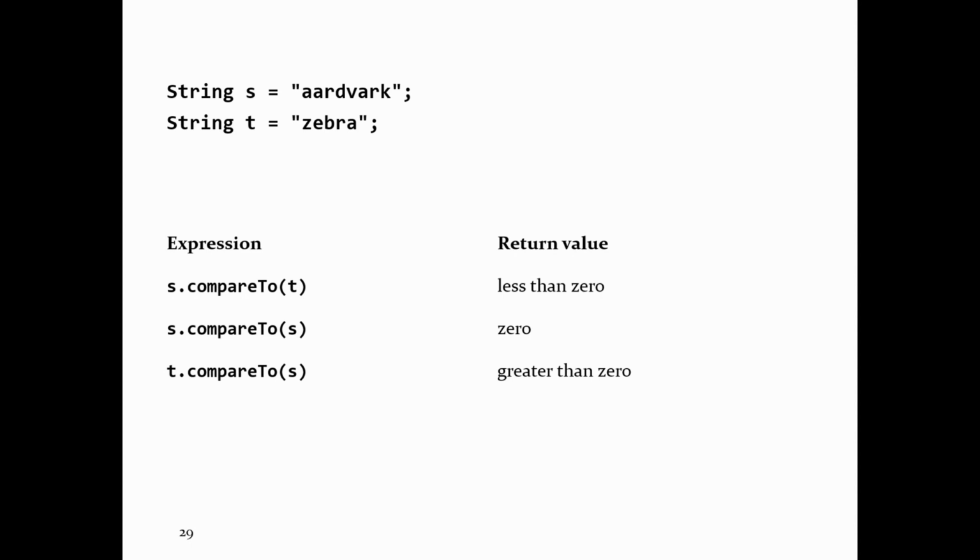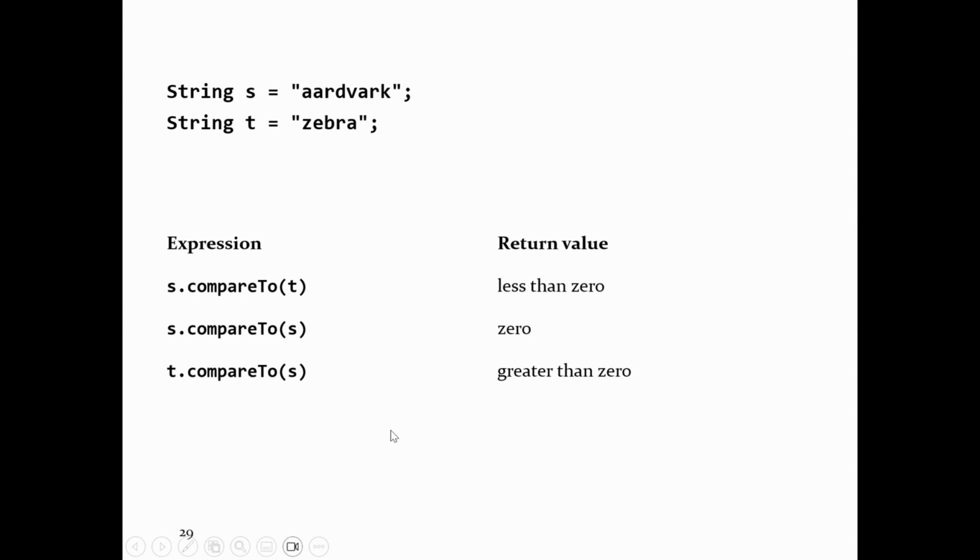Okay, so here we've got aardvark and zebra. If you compare aardvark to zebra, so S compared to T, then you're going to get a value less than 0, because aardvark comes before zebra in the dictionary. So aardvark is less than zebra. S compared to S is always 0. Compare a string to itself, it should always be the same. T compared to S, well, zebra comes after aardvark, so that should be greater than 0. Zebra is greater than aardvark.